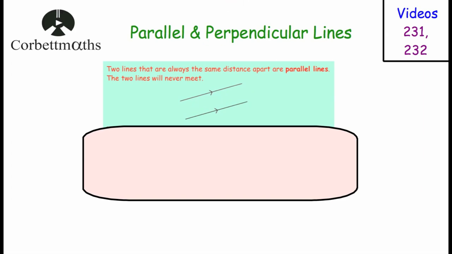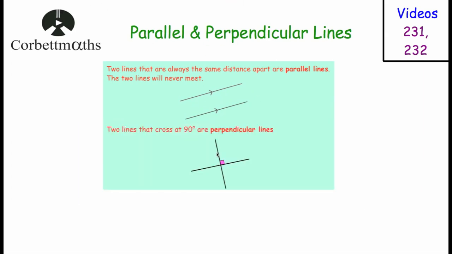Perpendicular lines are lines that cross at 90 degrees. So if you've got two lines that are perpendicular to each other, the angle between them will be 90 degrees. And that's it. So parallel lines are lines that are always the same distance apart, they never meet, and lines that cross at 90 degrees are perpendicular.